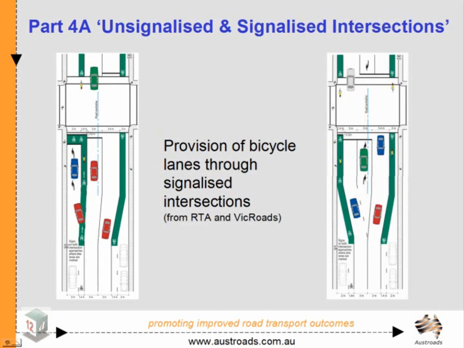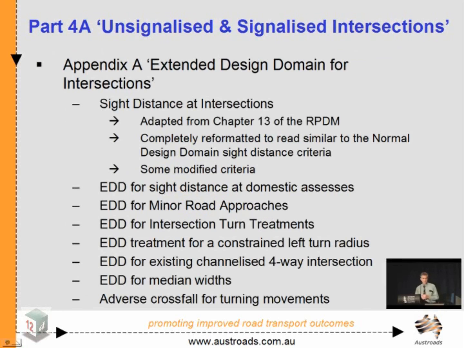And again, more material in this section on how to provide for bicycles. In Appendix A of Part 4A, we have the extended design domain for intersections. We have the new sight distance criteria, which has been again reformatted to make it look much more like the way the normal design domain is set out. I won't go through the others there, but there's also additional criteria, some from our Road Planning Design Manual, and there are additional ones that have been created as well.